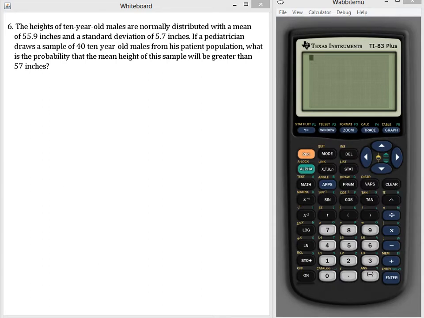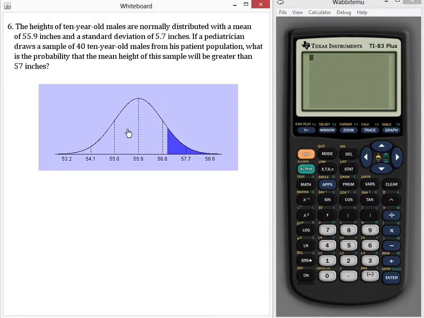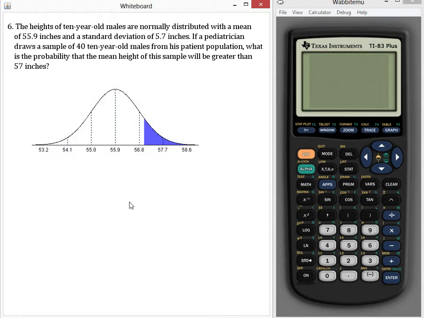And if you're using a normal distribution, it's good to have a chart drawn just to organize everything and get an idea how it's all going to work out here. So that's what I've done. The mean of the data was 55.9, so I have that right in the center. The standard deviation is 5.7, and if you'll notice, I haven't marked this off by 5.7.